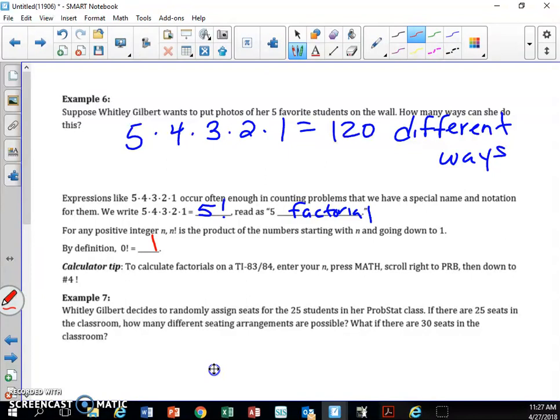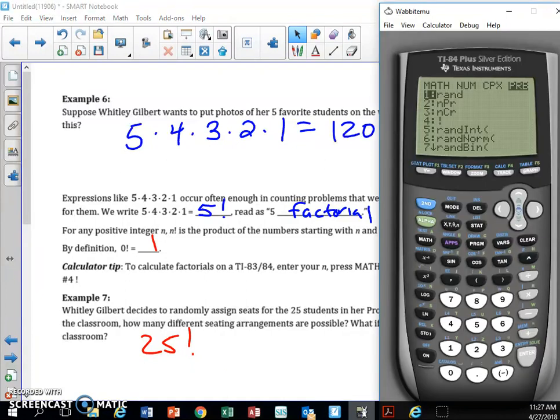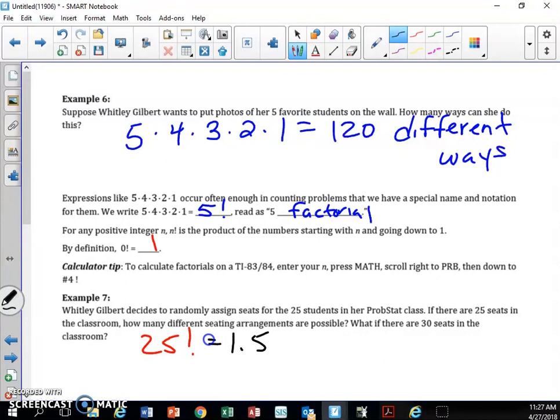Alright. So if there are 25 students in the probability and statistics class, there are 25 seats in the classroom. How many different seating arrangements are possible? So that's just going to be 25 factorial. If you put that in your calculator, let's go 25, math, probability, choosing option 4, enter. We can write that as 1.55, rounding correctly, times 10 to the 25th.